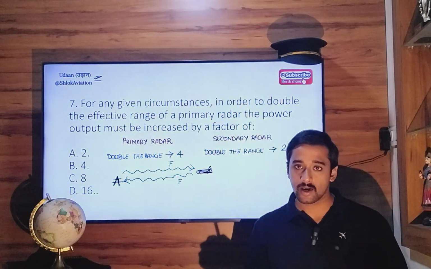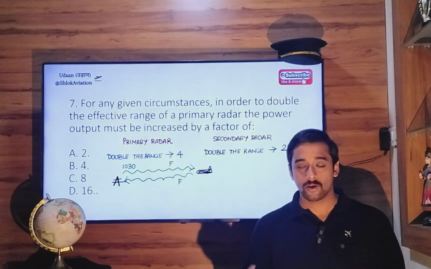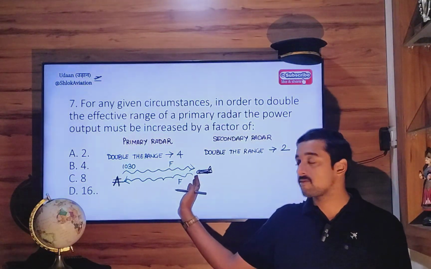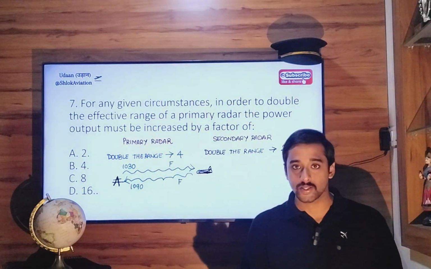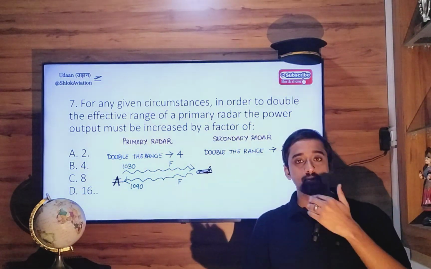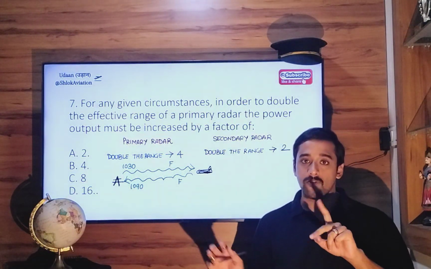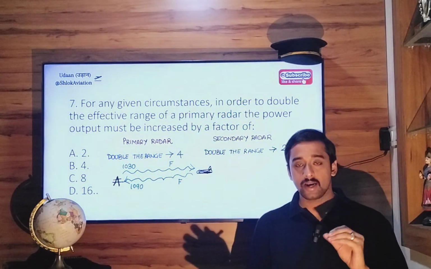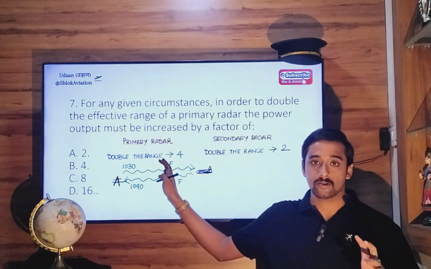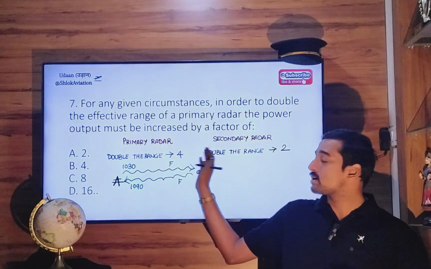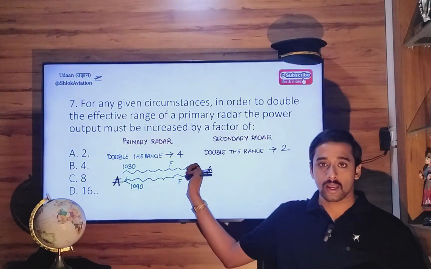But in case of secondary radar, we use one particular frequency, let's say 1030 megahertz for transmission, and the wave that is reflected back at the transmitter is at another frequency, 1090 megahertz. So the frequency of the transmitted wave is different from the frequency of the wave getting reflected. Because of this difference in frequencies, the power required is much less than the power required by primary radar. Remember this reason why we need less power at secondary radar and more power at primary radar.